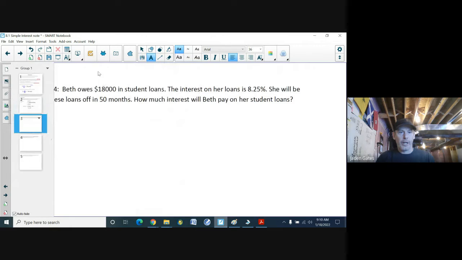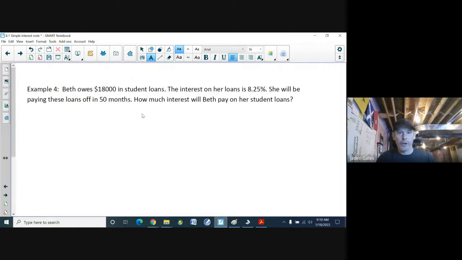Let's try another one here. Again, we're going to be using our formula, so I might as well put it up there. I is equal to PRT. All right. So example 4. Beth owes $18,000 in student loans. Ouch. The interest on her loans is 8.25%. She will be paying off these loans in 50 months. How much interest will Beth pay on her student loans?